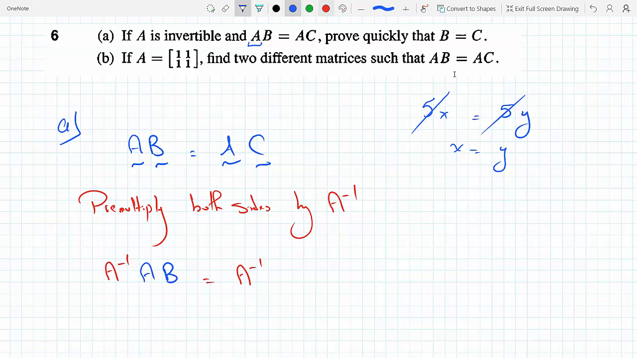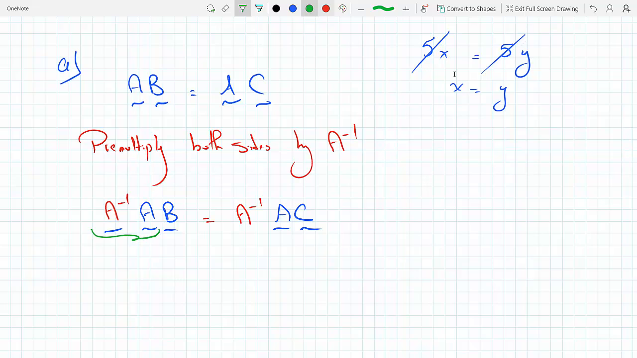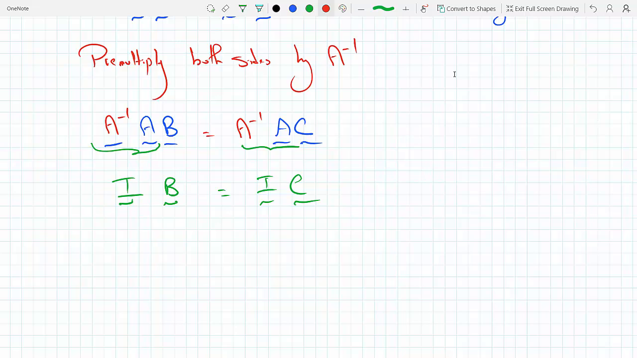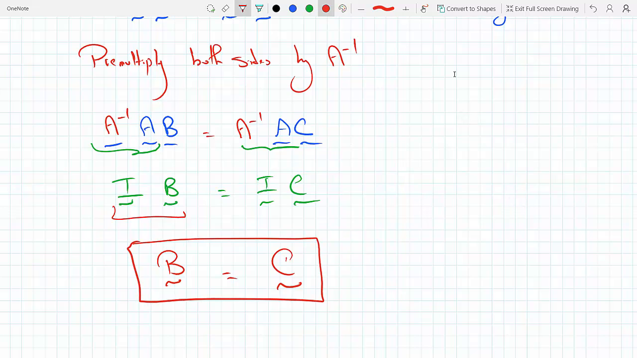So here you have A inverse times AB equals A inverse times AC. Now what's this here? A inverse times A is the identity matrix times B. Same thing here: A inverse times A is the identity matrix times C. When you multiply any matrix by the identity matrix, you get the matrix back. That's what the identity matrix means. And so this product will just be matrix B, and this product will just be matrix C, and therefore we've proved that those two have to be the same.